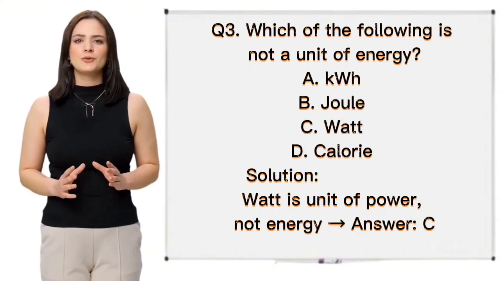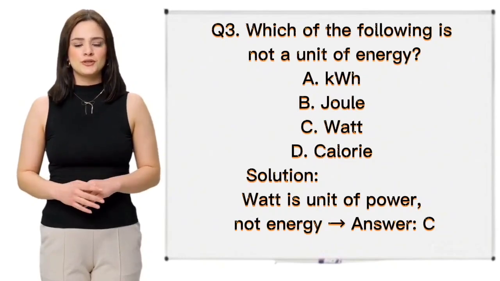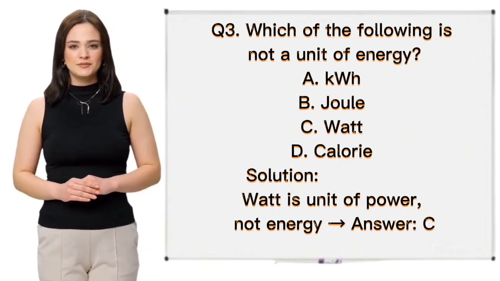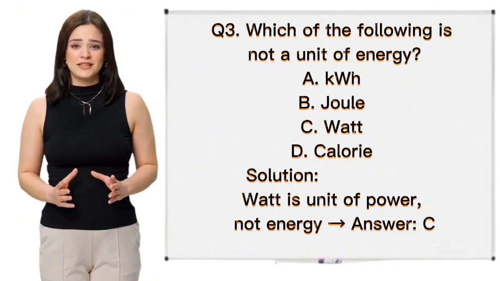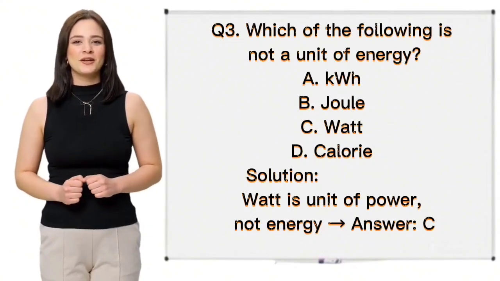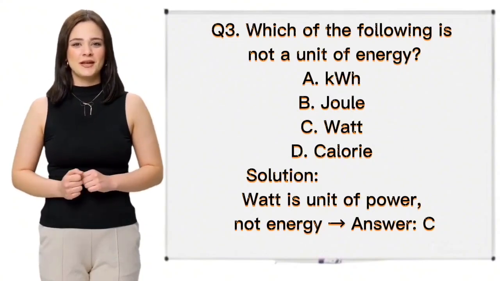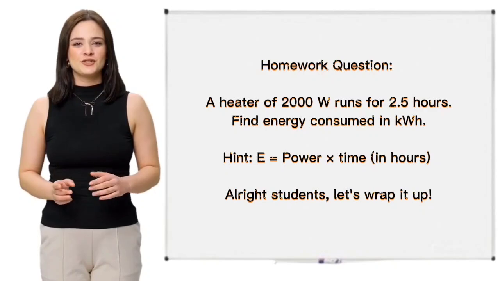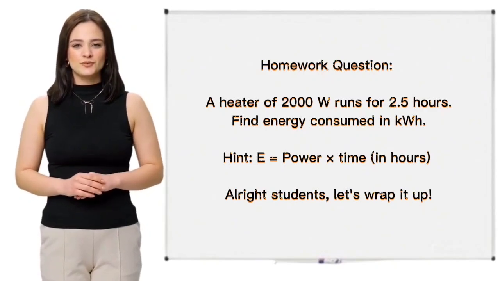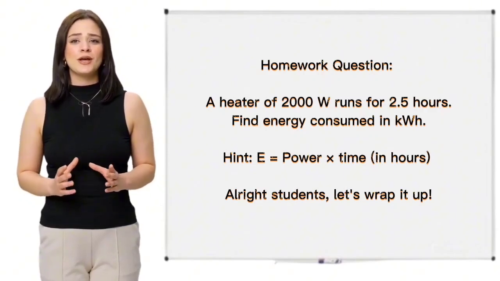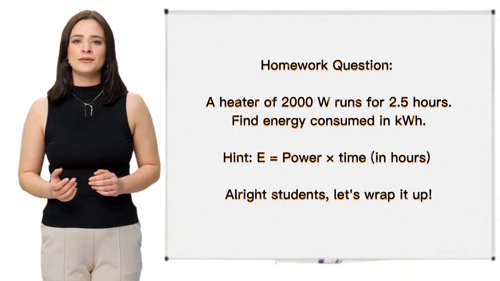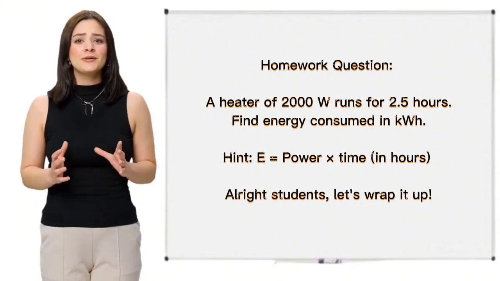Answer A. Q3. Which of the following is not a unit of energy? A. kWh. B. Joule. C. Watt. D. Calorie. Solution: watt is the unit of power, not energy. Answer C. Homework question. A heater of 2000 W runs for 2.5 hours. Find energy consumed in kWh. Hint: E = power × time in hours.